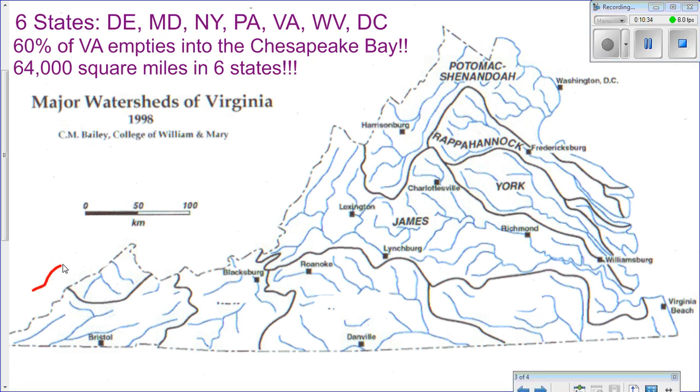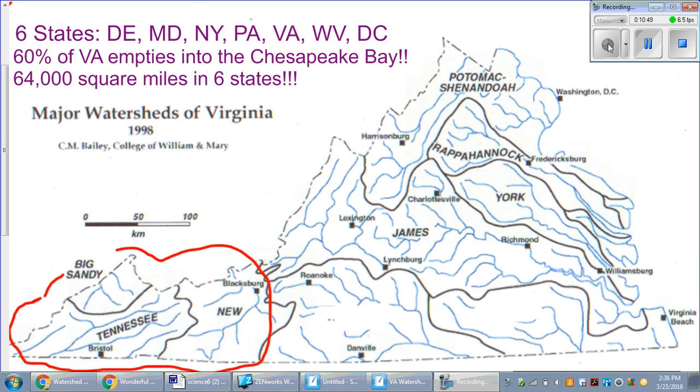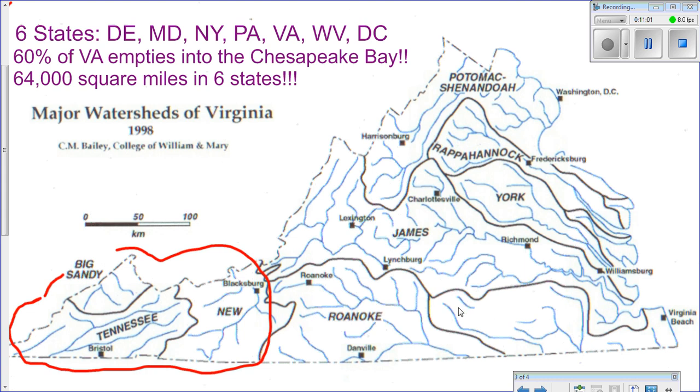Three watersheds in Virginia actually empty into the Gulf of Mexico. Please put a circle around these three. They are the Big Sandy, the Tennessee, and the New. The remaining two watersheds in Virginia, the Roanoke and the Chowan, both empty into the Albemarle Sound in North Carolina. Please circle these and write Albemarle Sound.